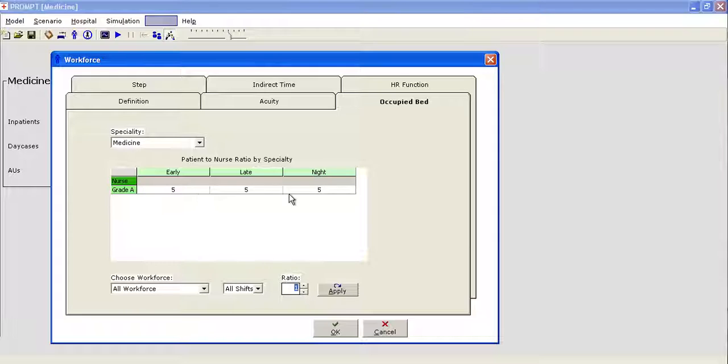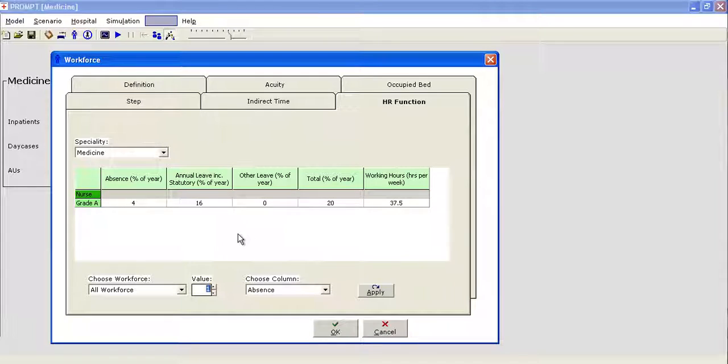In this example, the default values are 5. So it means for every 5 patients on the ward, I need one grade A nurse to care for those 5 patients. Of course, it's not like that in reality, maybe at night time the level of care is different as the patients are mostly sleeping. So for example, I need, say, only 1 to 10 ratio at night time and 1 to 5 in the daytime. But I can change these numbers and I can change them by different specialties or by different grade of nurse. There's also an HR function I'll just show you briefly.